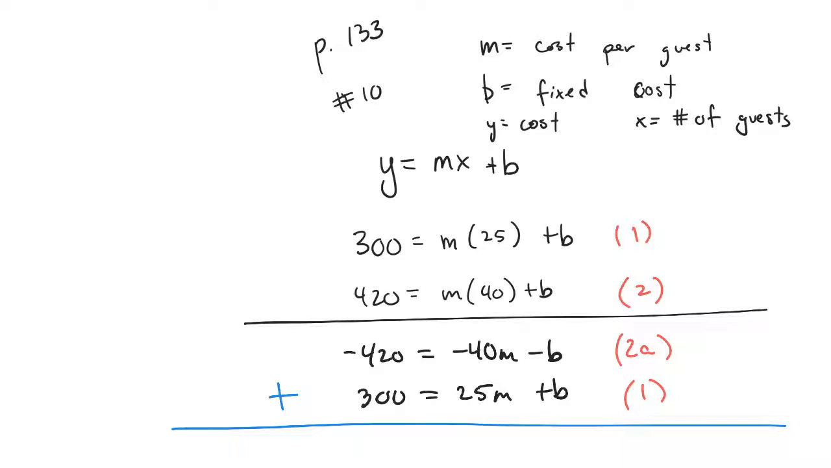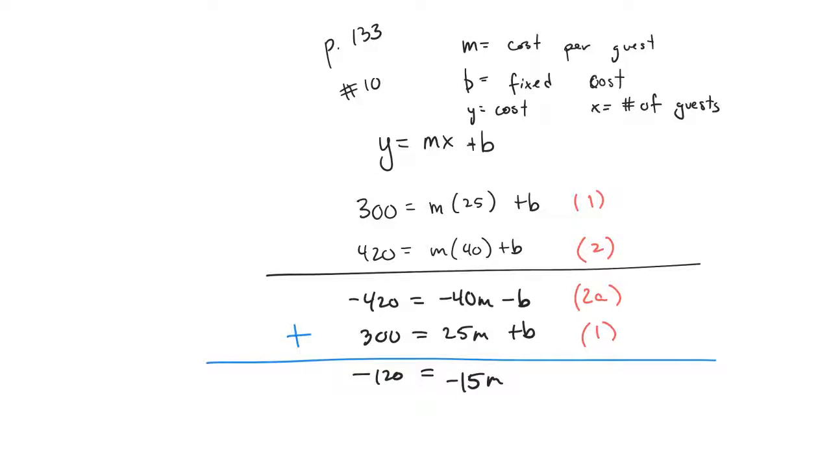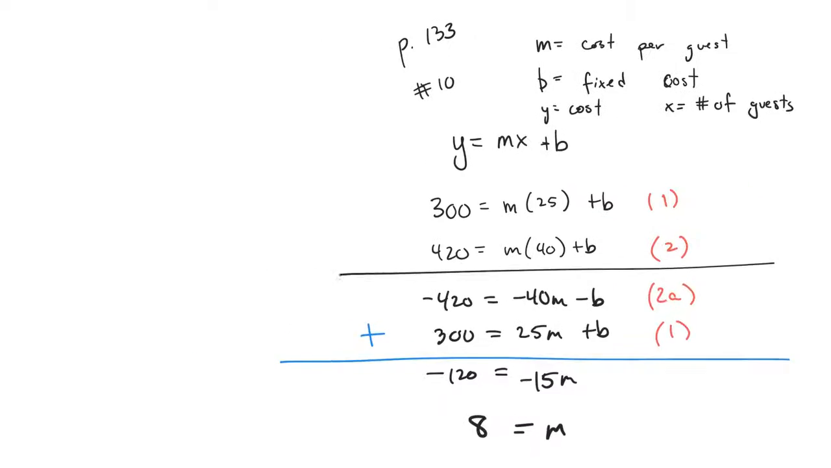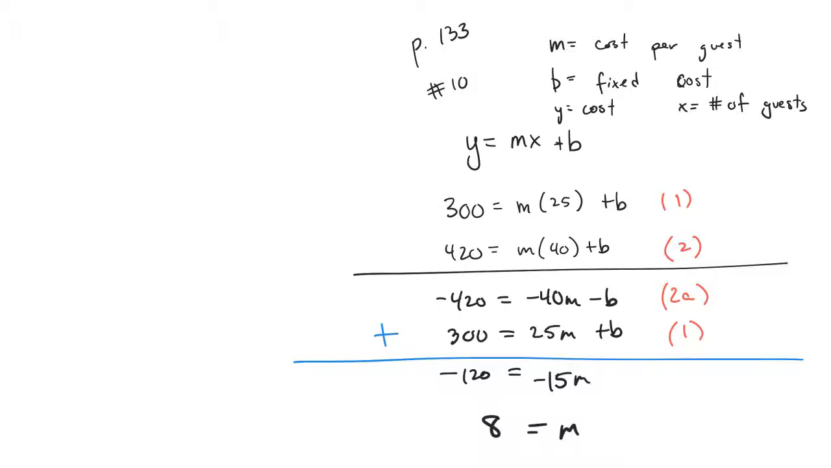Okay, we'll get -15m equals -120. Is that 8? Mm-hmm. M is 8. So the cost per guest is $8. Oh my God, that's amazing. $8, that's really cheap. $8 per guest, that's amazing. So that's what the cost per guest is. An old book. It's written in like, I think the 70s or 80s when this was actually published.